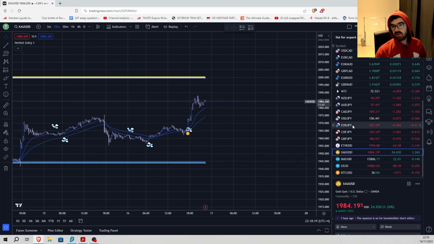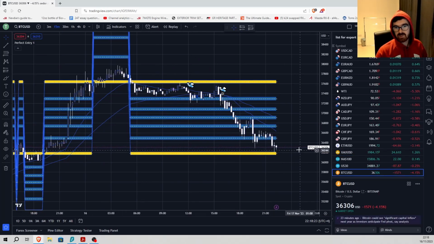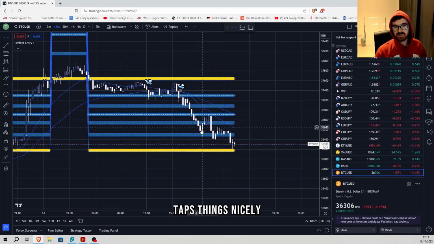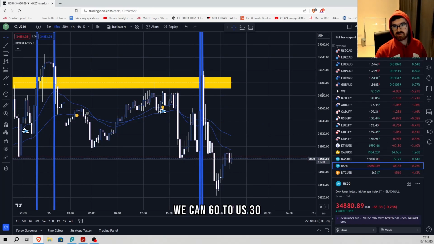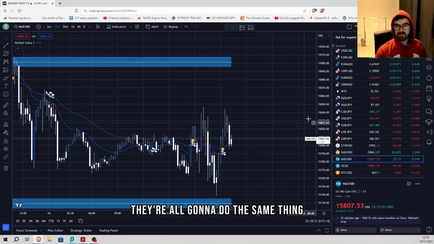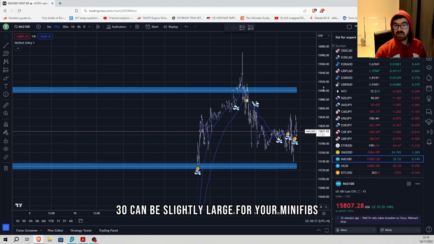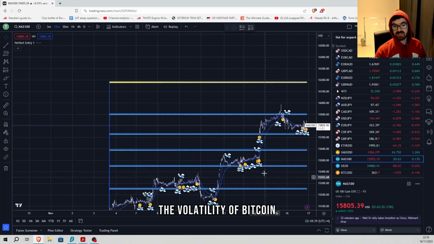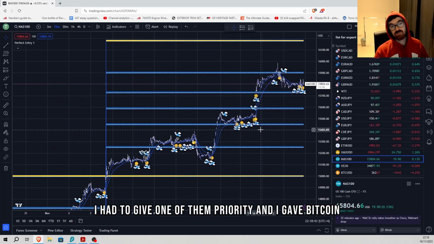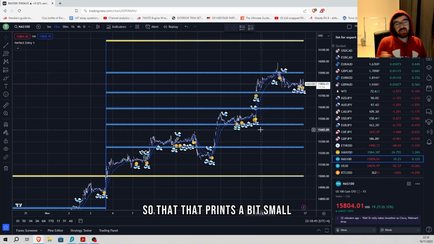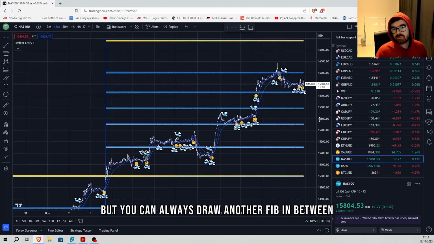If we jump to something like Bitcoin, which is obviously going to be a bit more volatile, you can see that it breaks through, taps things nicely, consistently, and we can go to NAS, we can go to US30. They're all going to do the same thing. You will find that NAS and US30 can be slightly large for your mini fibs because they have to take into account the volatility of Bitcoin. During the coding process, I had to give one of them priority, and I gave Bitcoin, so that print's a bit small and this print's a little bit too big, but you can always draw another fib in between if you so wish.